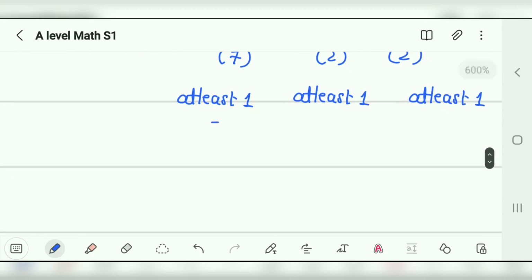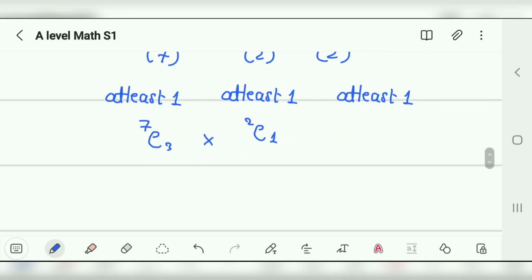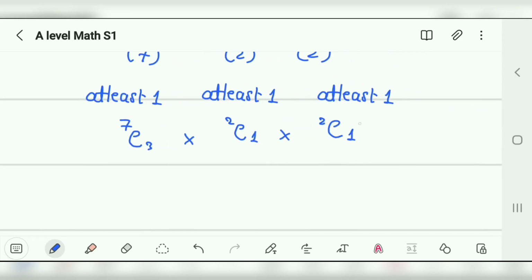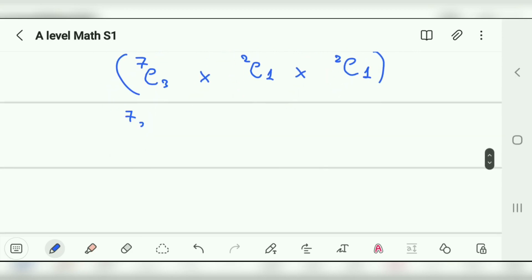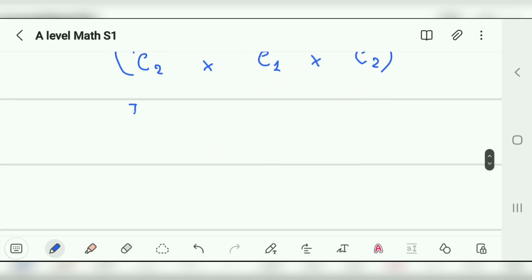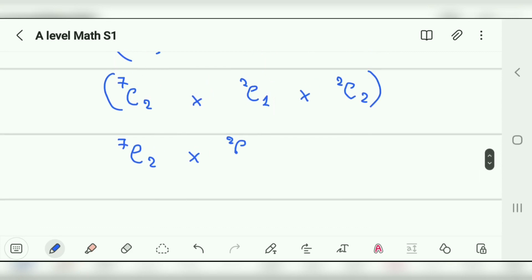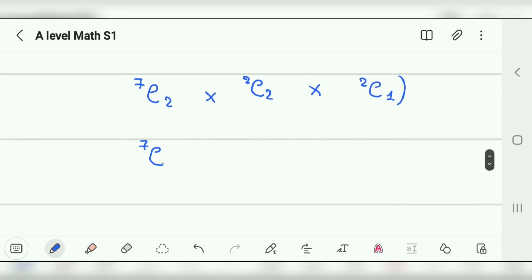So in here we can select 7c3 multiplied by 2c1 multiplied by 2c1, or we can also make a selection in this way: 7c2 multiplied by 2c1 multiplied by 2c2, or in this way 7c2 multiplied by 2c2 multiplied by 2c1, or in this way 7c1 multiplied by 2c2 multiplied by 2c2.